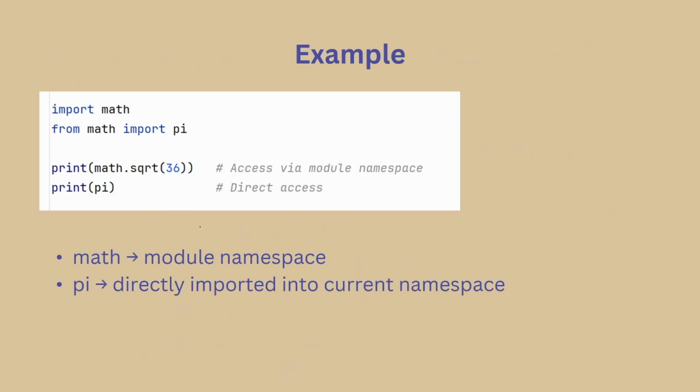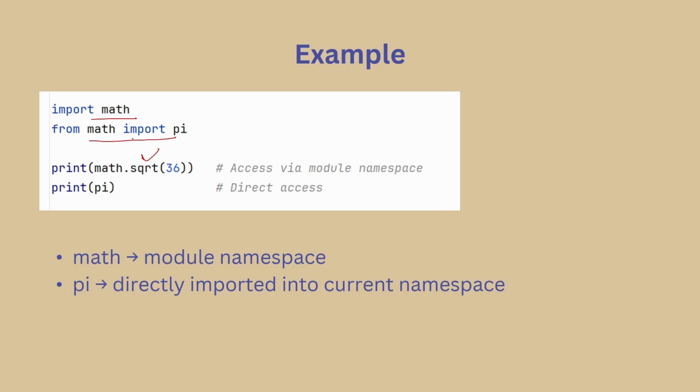See, here we have this example: import math, from math import pi. When I say math.sqrt, I'm using the square root function from the math module. I say math.sqrt because I'm importing the entire module, which creates a namespace where all the objects will be there. So to access via the module namespace, I say math.sqrt.